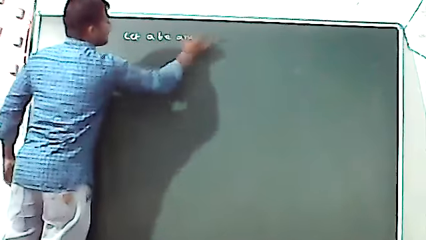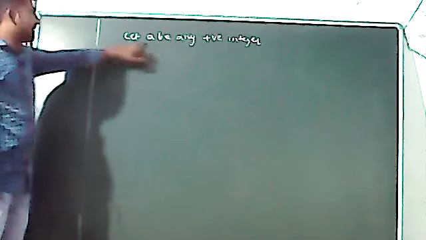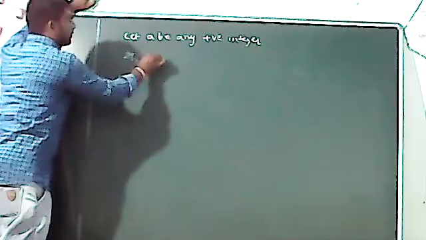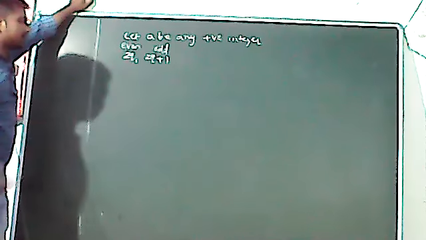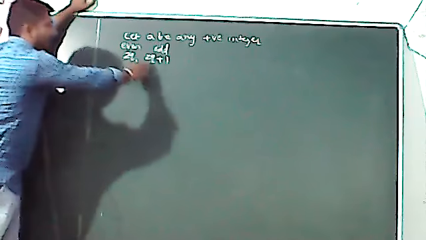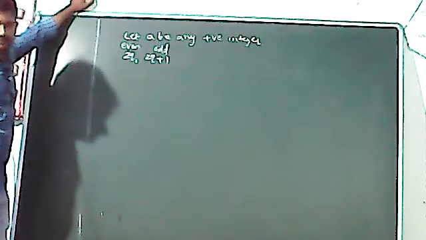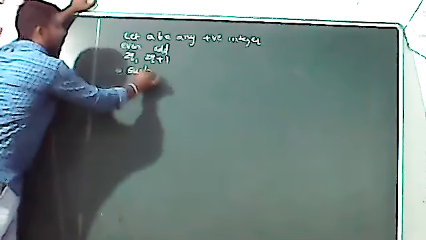Let A be any positive integer. Then we know that 2q and 2q plus 1: this is for an even integer and this is for an odd integer. We need to show that 2q is in the form of an even integer and 2q plus 1 is in the form of an odd integer. So how can we show it? By using the Euclid algorithm.